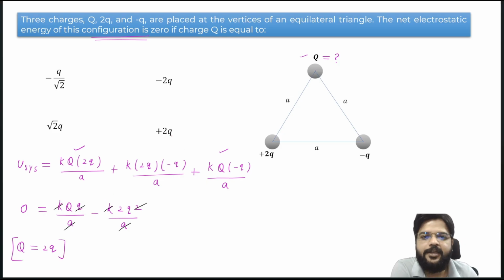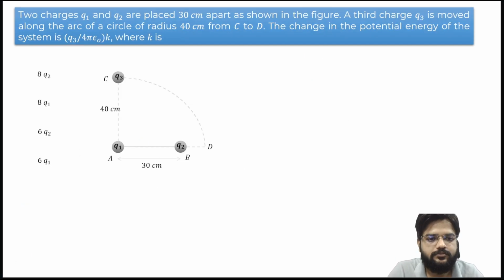Meaning, if you want the potential energy of the system to be 0, the capital Q value should be plus 2Q, everyone. So the correct answer is option number D. D is the correct answer for this question. Note it down, everyone. Let's see the next question, everyone.